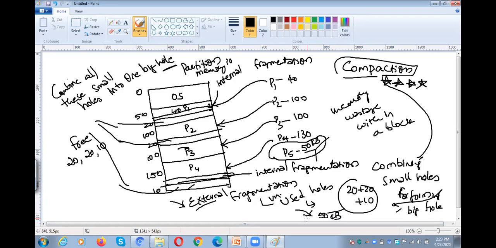Okay. So this is called external fragmentation, and internal memory wastage within a block is called internal fragmentation. So we need to go for the best fit technique in order to somehow avoid the internal fragmentation. In order to avoid the external fragmentation, the technique is compaction.